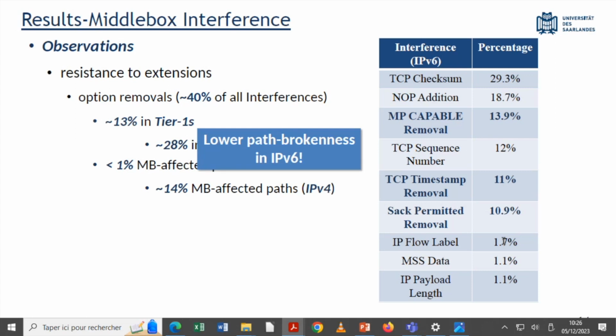So this then means that these path-breaking TCP extension resisting middle boxes, which we have seen previously in the IPv4 internet, also tend to exist in the IPv6 internet, but there is a much lower path brokenness in the IPv6 internet.